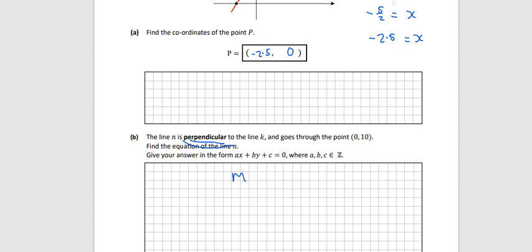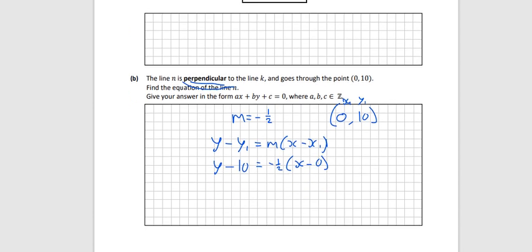So my slope that I'm working with here is minus 1 over 2, and I'm going to use the point 0, 10. And then I'm just going to use the formula for the equation of the line. So y minus y1 is equal to m by x minus x1. Y minus 10, that's x1, y1, is equal to minus 1/2 times x minus 0.